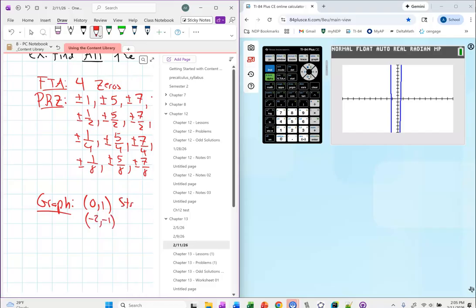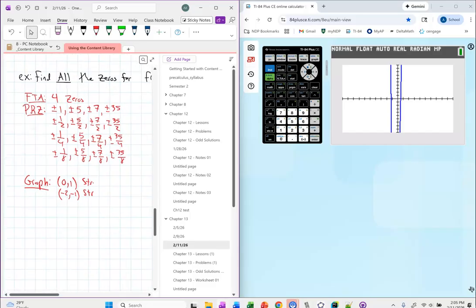And both of those are straights. Everybody agree? How many zeros should I be seeing? 4. I can only see 2. Where are the other 2? They're not multiplicities because these are going straight through, so they can only be used one time. They're imaginary. That's fine. That just tells me I'll probably have to use the quadratic formula at the end to get those. Not a big deal.